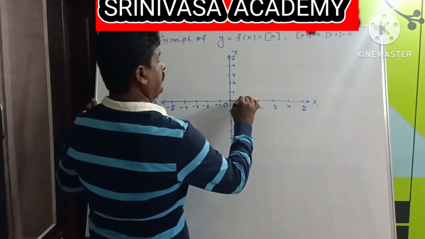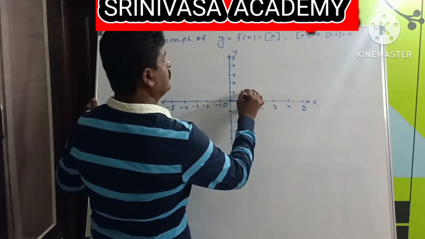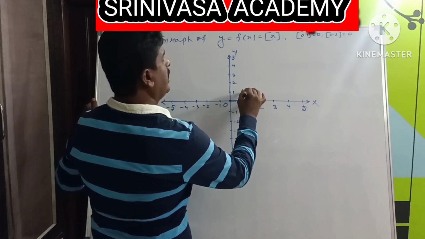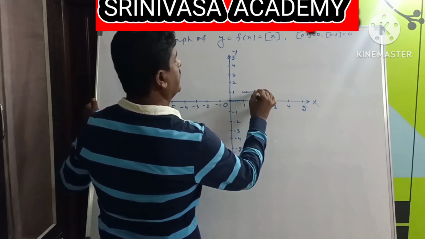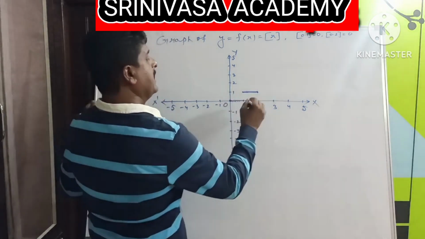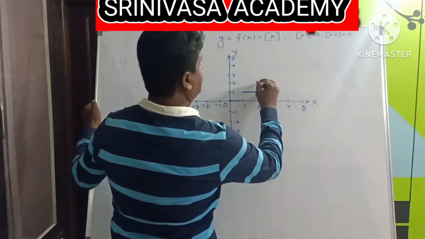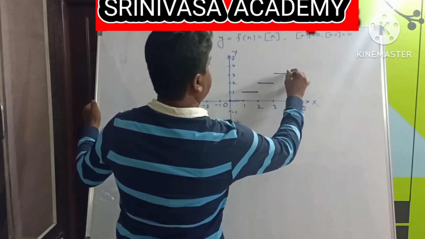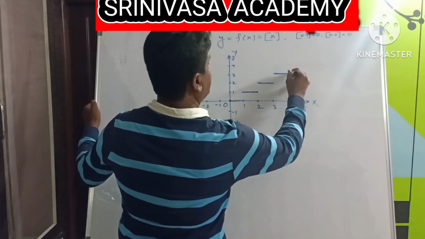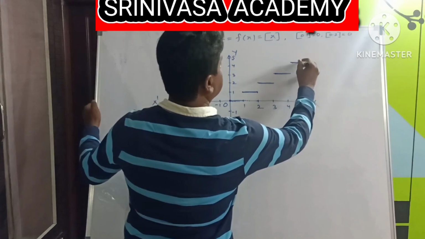Okay, at 1, step 1 immediately goes to 1. Step 1.1 is 1. Step 1.2 is 1. Step 1.3 is 1. Till step 1.99 something, left side of 2, the graph is this. At 2 it immediately goes up. Till left side of 3, this is the graph. At 3 again it is 3. Till left side of 4, it is the graph. At 4 again it is 4. Till left side of 5, this is the graph.